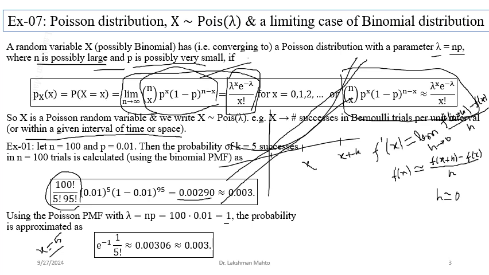Tell me how many computations, how many arithmetic operations, are there here? Factorial 5, then 1 by 5 division, that means 6. And then there is e to the power minus 1. What is the value of e? About 2.73, something like that. So you have to invert, so there are two more operations. So 5, 6, 7, 8: 8 or 9 operations are there. So what is the computational complexity of finding the probability using the Poisson distribution? 7 or 8. But before, we had seen around 300 operations.